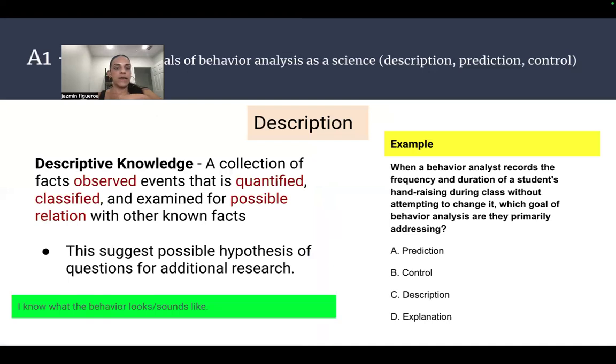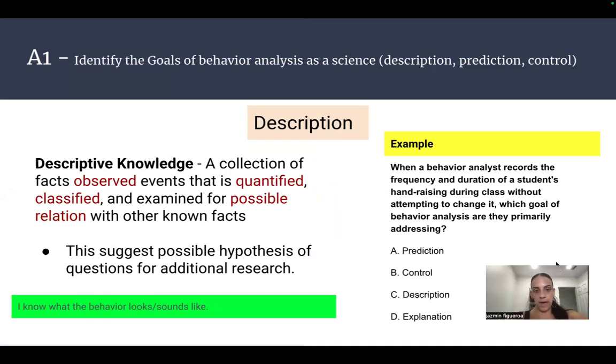All right, so we are going to start off with A1. With A1, we have description. A description is a collection of facts, observed events that is quantified, classified, and examined for possible relation with other known facts. So it can suggest possible hypotheses or questions for additional research.